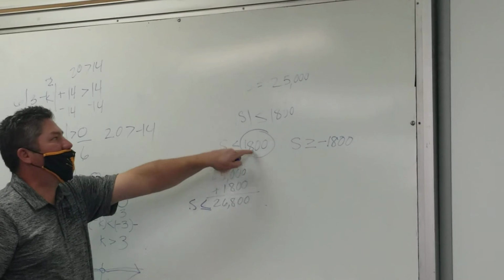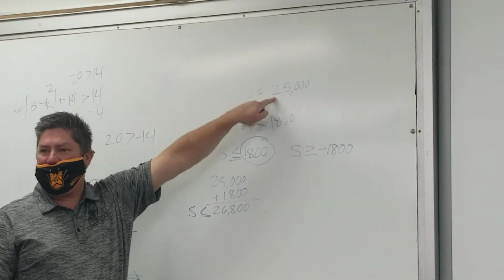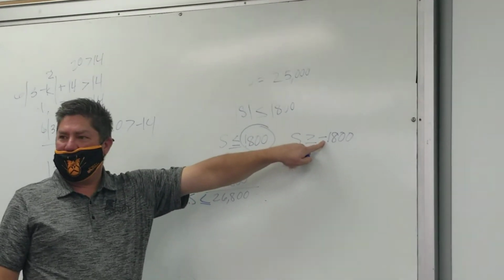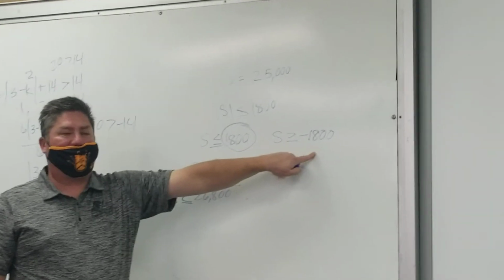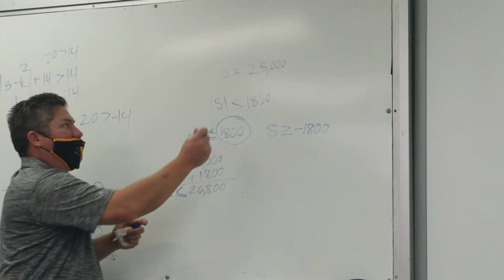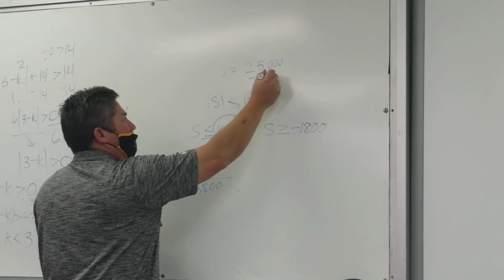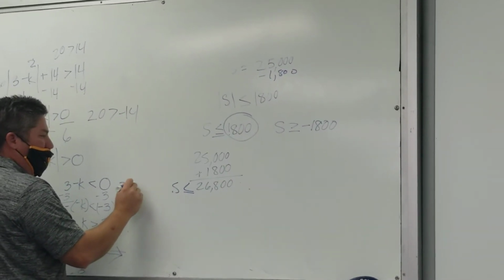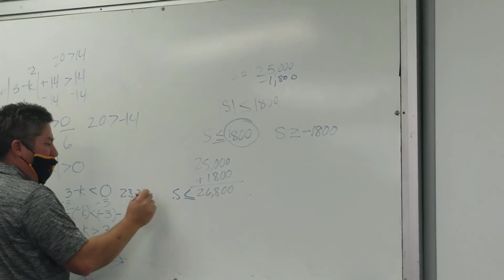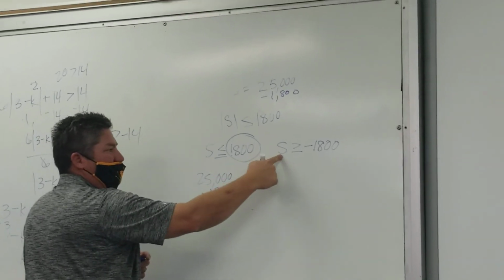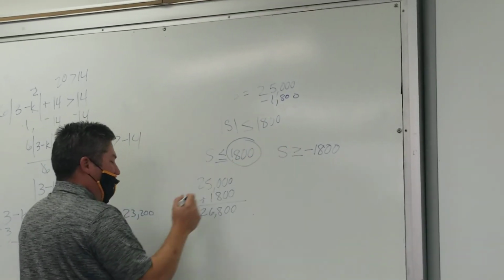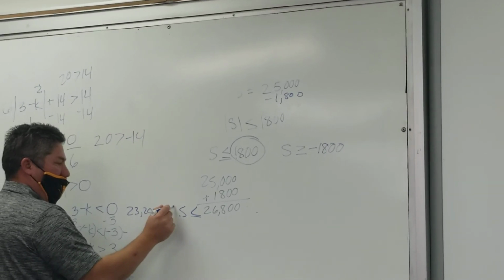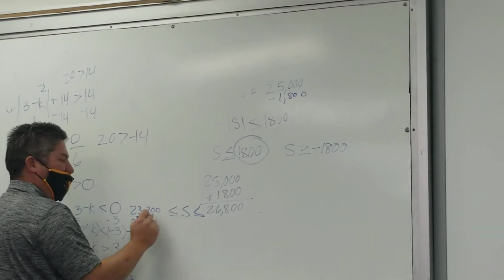If I add it to your salary, you with me? What if I subtract it from your salary? So what's subtracting 1800? 23,200. Okay, so if I have 23,200, what does this say? S is what? Greater than. So reading from the S, greater than or equal to.